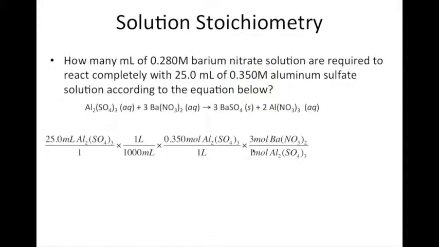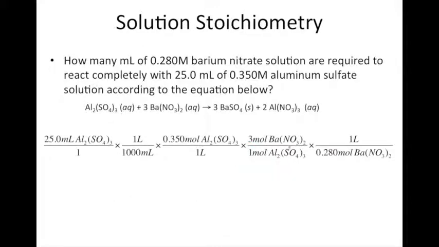Now we can convert moles of aluminum sulfate to moles of barium nitrate using the balanced chemical equation ratio. And then finally, we can get our moles of barium nitrate into liters. Again, I've written the molarity of barium nitrate as 0.280 moles per liter. We can write it like this just fine. Now we're asked for milliliters, so then we can finally convert our liters into milliliters. And if we solve that, we get 93.8 milliliters of barium nitrate solution required to completely react with 25 mL of 0.35 molar aluminum sulfate.